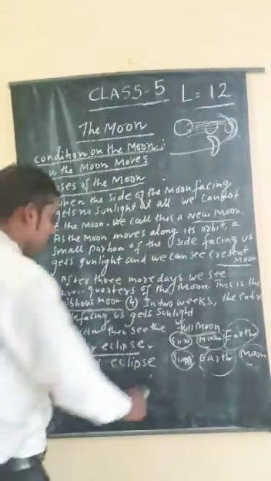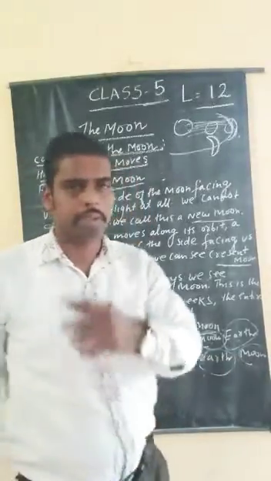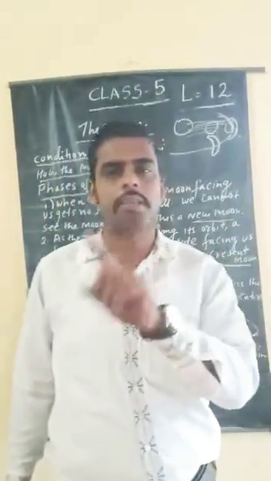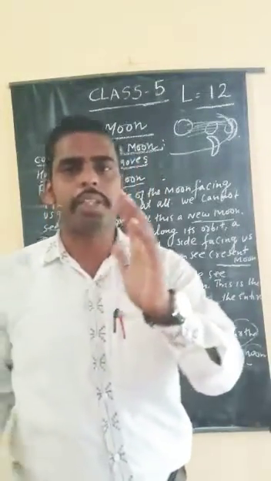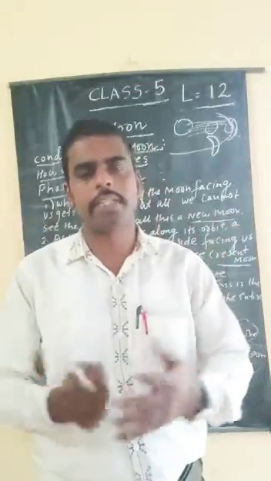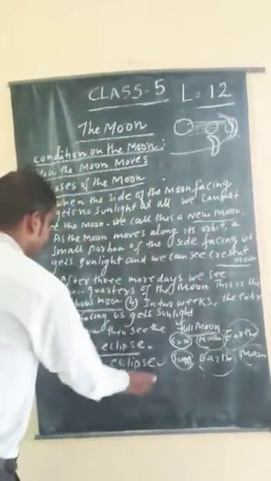And the next point is lunar eclipse. You know, when the earth comes between the sun and the moon in its orbit around the sun, the moon is in a completely dark place. There is no light reaching the moon. This process is known as lunar eclipse.